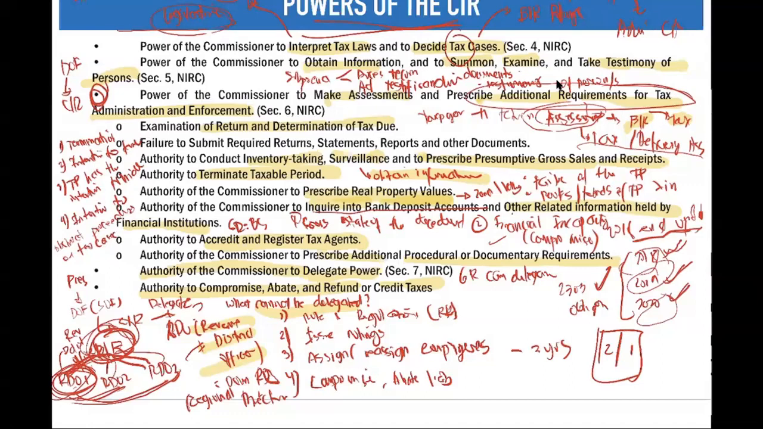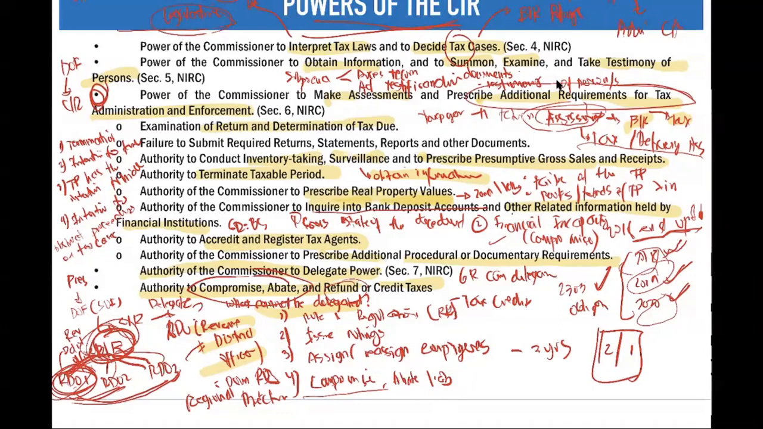You already know how refund works. You will receive whatever you excessively paid. Credit taxes means you are given a tax credit which you can deduct from your total tax due. What's new here is your compromise and abate. And take note, the power to compromise and abate is a non-delegable power. Okay, as a rule, it is a non-delegable power.